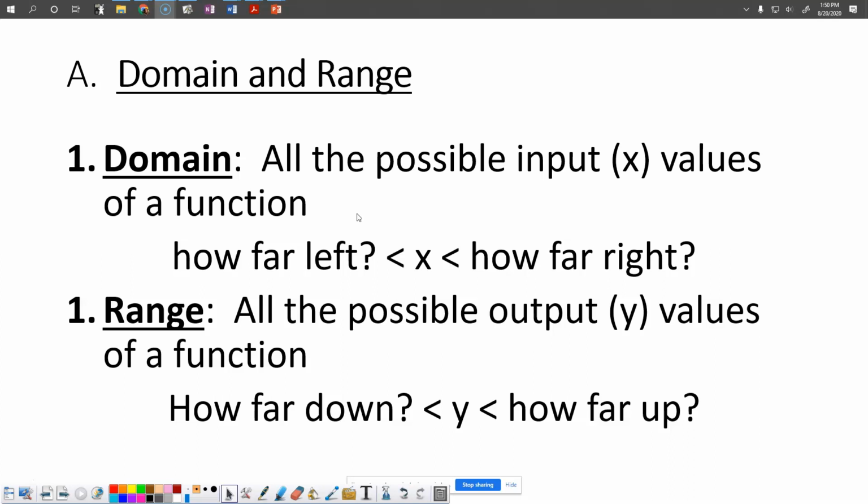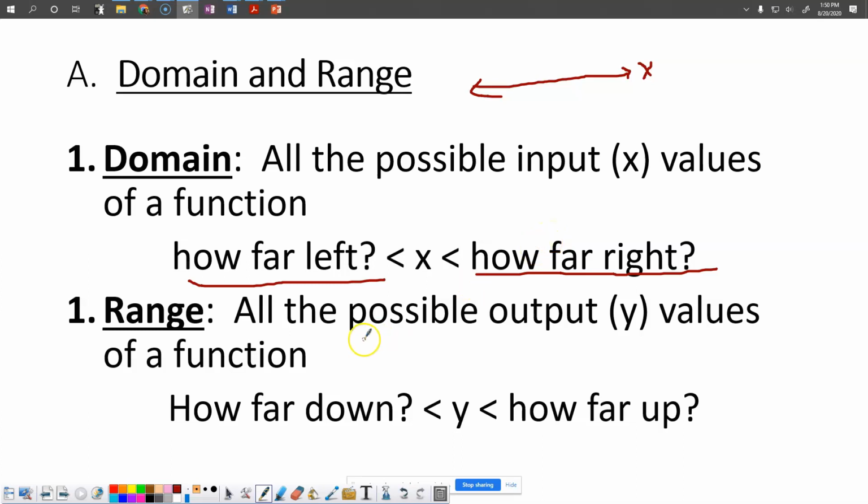So let's refresh our minds here. Domain is all the possible input values, which is usually the x values. So when you're looking at a graph, x is the horizontal axis, right? So the question is, how far to the left does your graph go, and how far to the right does your graph go? If you put those numbers in there, then you'll have the domain.